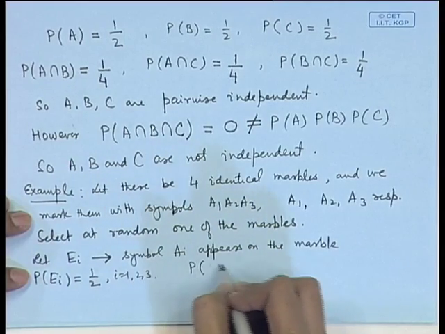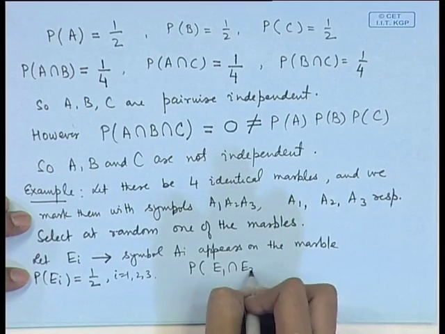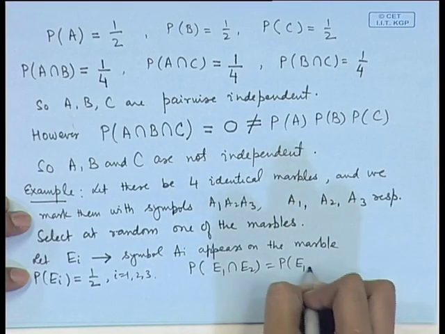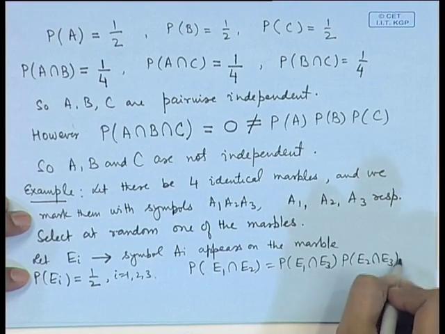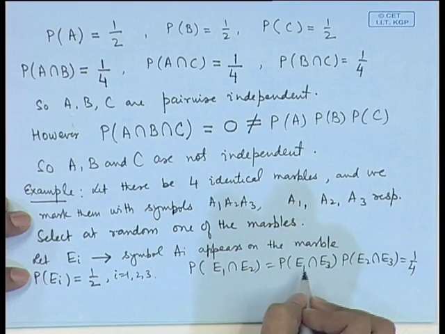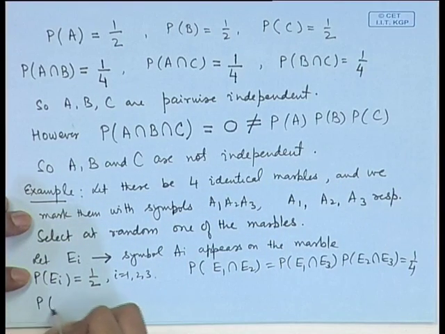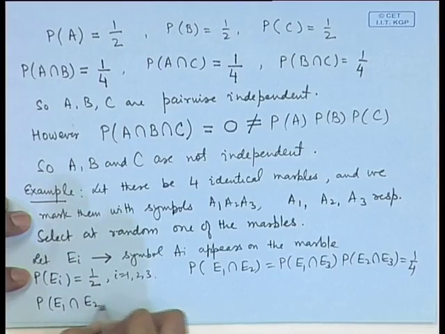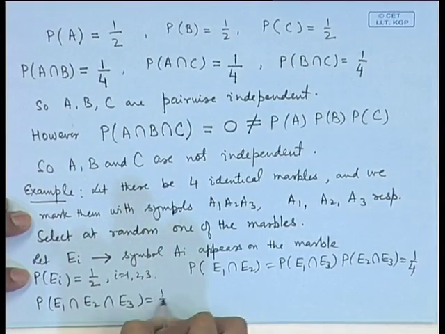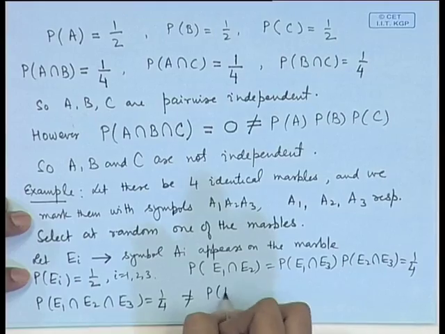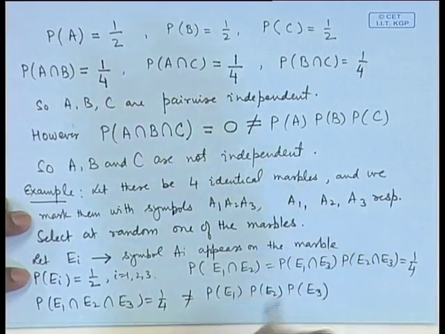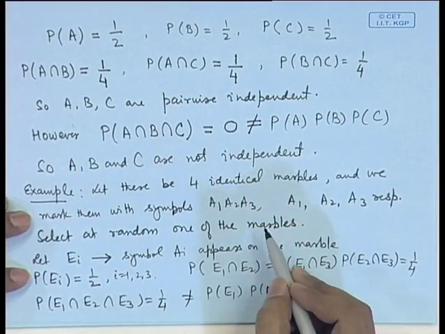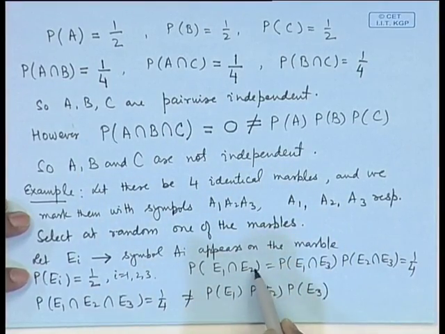If I look at probability of, say, E 1 intersection E 2, probability of E 1 intersection E 3, probability of E 2 intersection E 3, each of these is going to be 1 by 4, because only one possibility is there. And therefore, if I look at probability of E 1 intersection E 2 intersection E 3, then that is also 1 by 4 and it is not equal to probability of E 1 into probability of E 2 into probability of E 3. So, this is another example where the events are pairwise independent, but they are not independent.